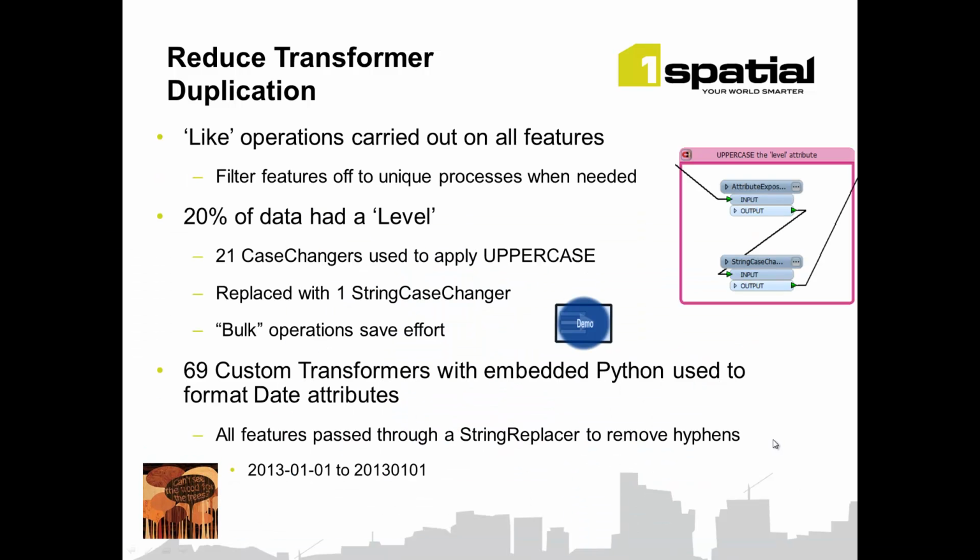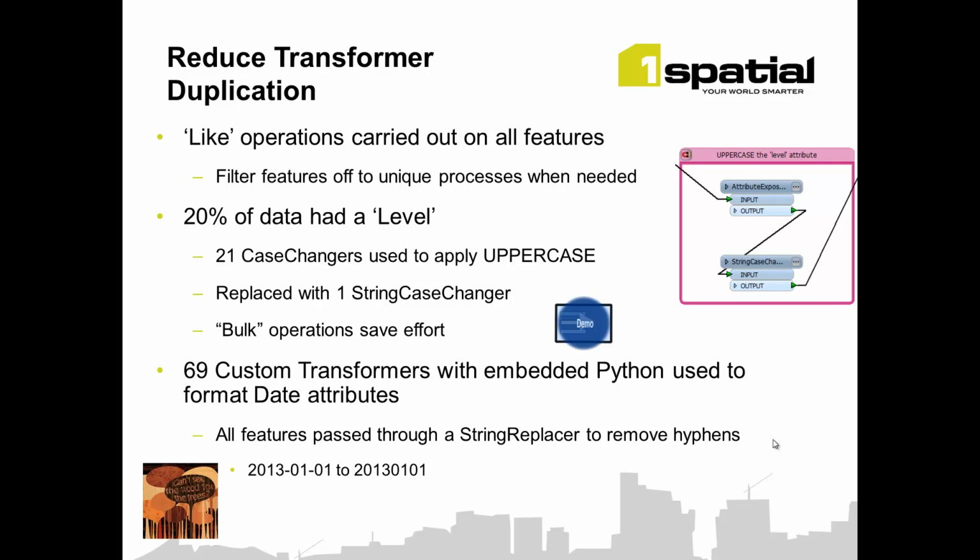The workflow that we've seen also had quite a lot of duplication in the workflow. So I've referenced the requirement to try to get like operations carried out on all features at once where possible, and then if you have unique operations that have to happen to certain features, so perhaps you only have a few point features in your workflow that you need to style in a particular way, well, you filter those off using a geometry filter and send the point features to another part of the workspace and style those individually and then route them back into the workflow.